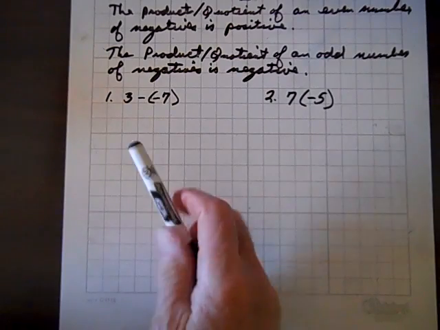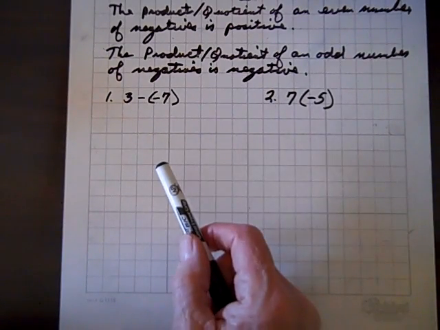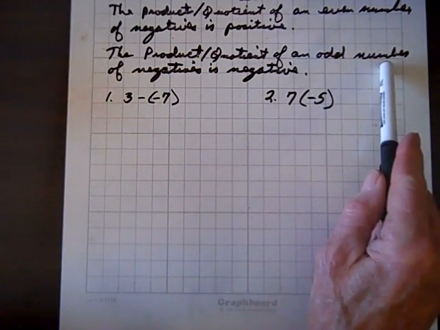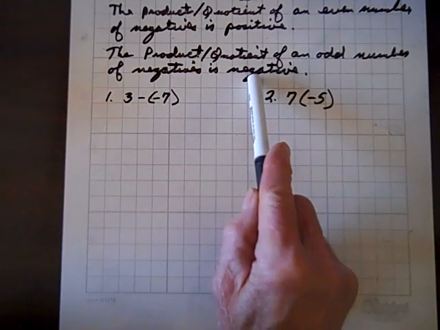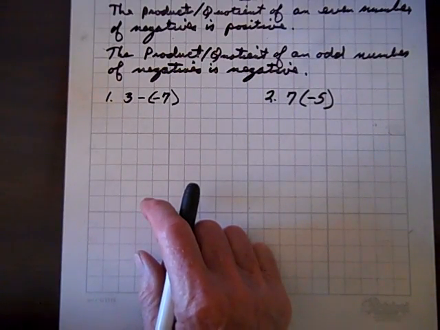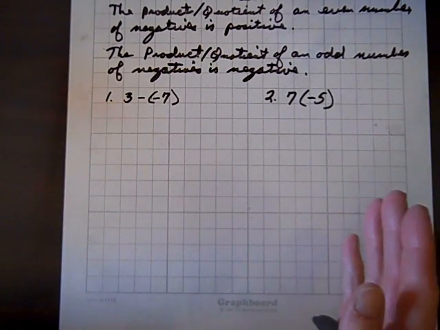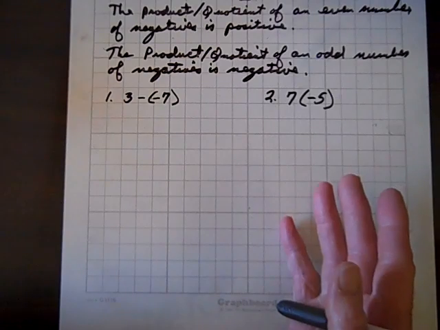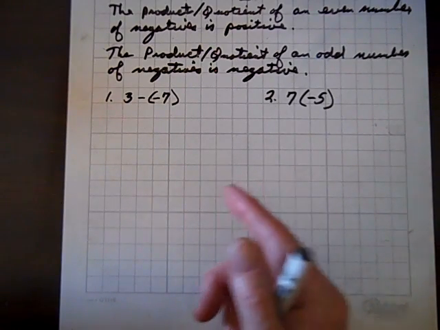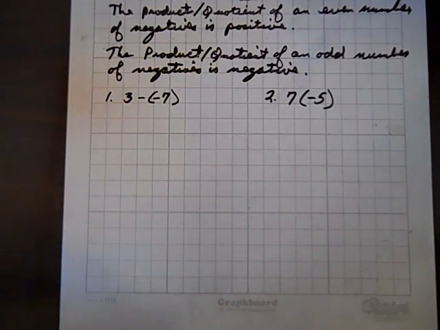So you're familiar with that in the English language. A double negative is a positive. And the product or quotient of an odd number of negatives is negative. So when we see a product involving more than one sign, we'll just count the number of negatives, and if it's an even number of negatives in that product, we'll know that that product will be positive. Otherwise, if it's an odd number of negatives, that product will be negative.